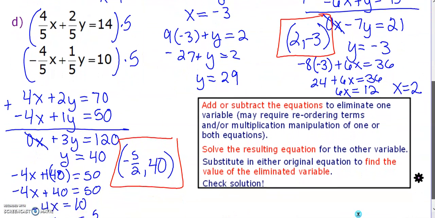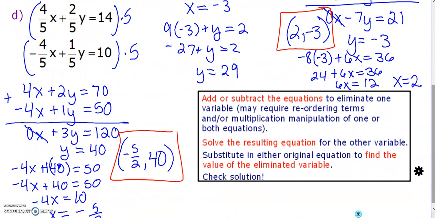Our last one, letter D, was a fraction. And I chose to eliminate the fraction. I don't want to deal with these 4/5, 1/5, 2/5 things. So I multiplied everything by 5. And I got my 2 equations here. And then I didn't have to multiply anything by -1. I was just able to add them up.